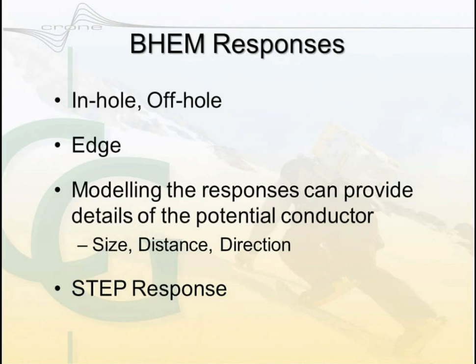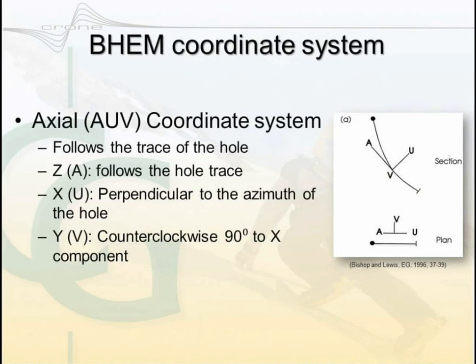To start off, the Crone borehole EM coordinate system uses an axial system. Your Z always follows the trace of the hole. This is a section, so it's always following the direction of the hole. Your U, which is your X, is always perpendicular to the azimuth, so it's always sticking out. Your V, which is your Y, going into the page here, is counterclockwise 9 degrees to your X. And this is what it looks like in plan.